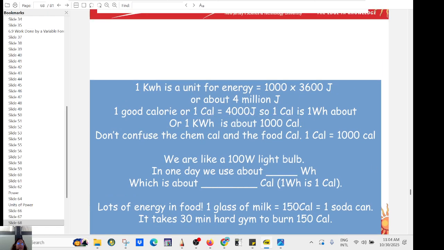Okay, so another thing that you have to be aware of is that calorie is also a unit for energy. The calorie that you are using in chemistry is lowercase. Uppercase Calorie is the food calorie. And one food calorie is 4,000 joules. That means in food you have a huge amount of energy. Very sad, right?